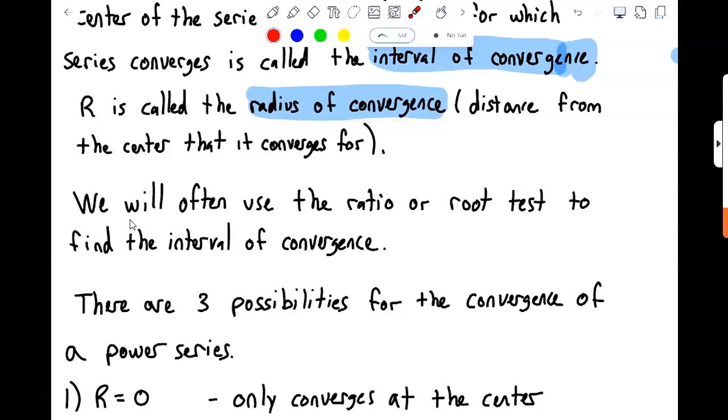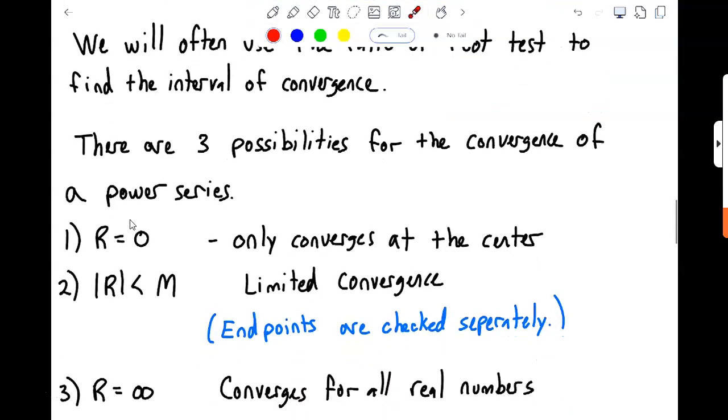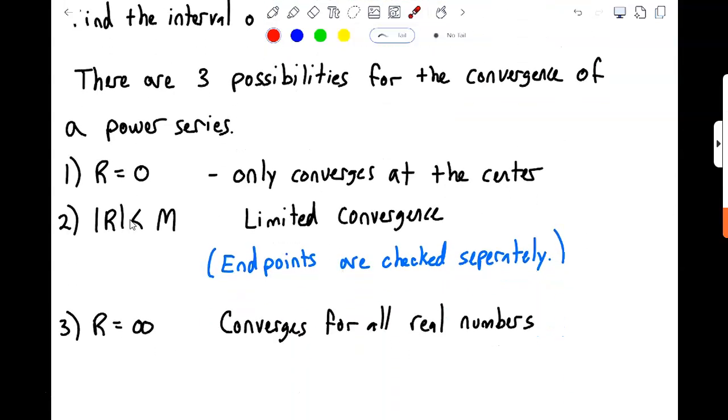And then we'll have to test the endpoints of our intervals because what we'll use is either the ratio or root test. And basically we'll be looking at the radius, see how big it is. Often that'll lead to r is less than something, in which case we have limited convergence, and then we'll test our endpoints to get our interval to see whether the endpoints are included or excluded.